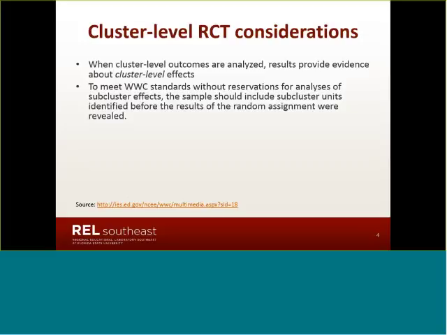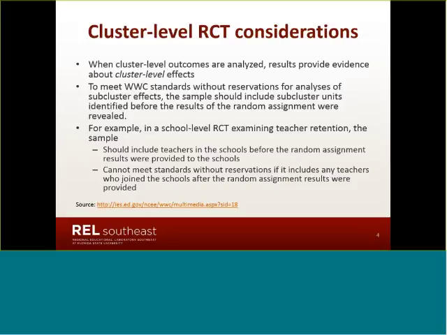So, to include subcluster outcomes, for example, students, the sample must include the subcluster units that were identified before the results of random assignment were revealed to those who were randomly assigned. So, for example, if you're conducting a school-level RCT and you're examining teacher-level retention, the sample must include the teachers in the schools before the random assignment results were provided to the schools. It cannot include any teachers who joined the schools after the random assignment results were provided, because the effect of the intervention could be confounded with that type of teacher mobility.